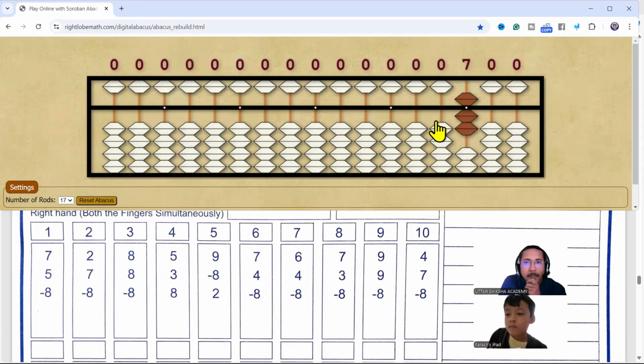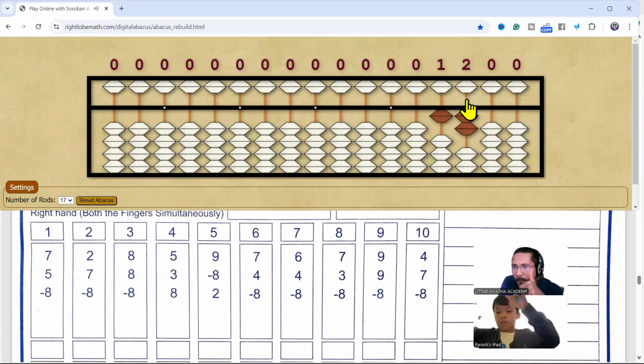Then plus 5. What is the process to do plus 5? This is plus 10 minus 5. Yes, show me this. If you understood, show me this. Yes, good. Now minus 8.